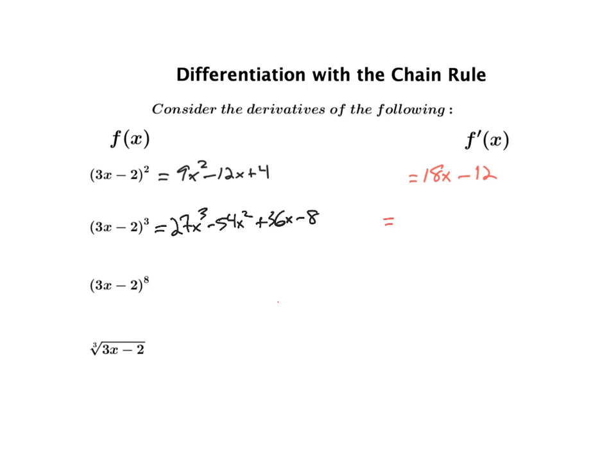So 3 times 27 is 81. Reduce our exponent. 2 times 54, 108. Reduce our exponent. And 36x, that's going to be plus 36.